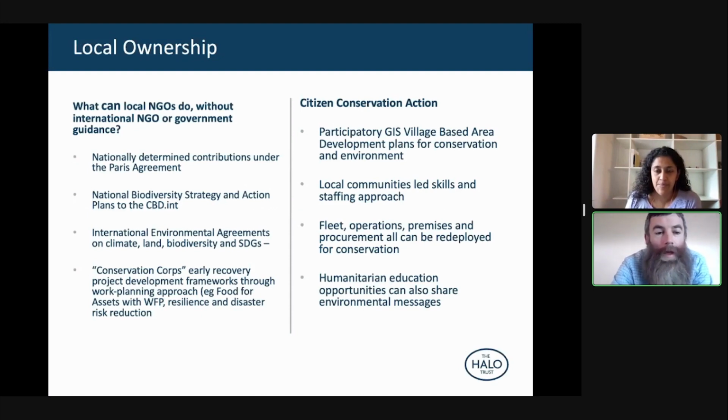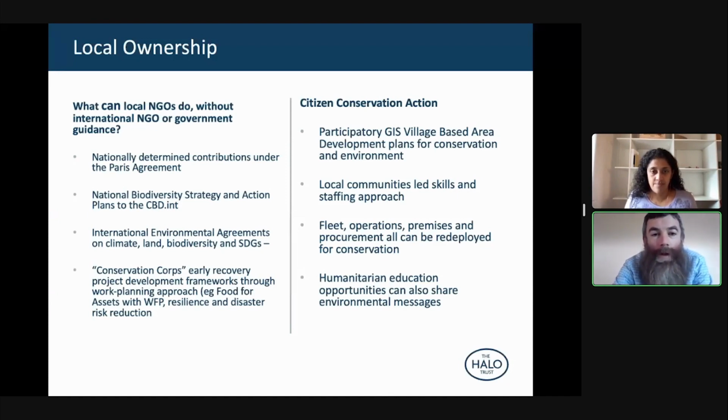Local NGOs, same thing. Whether it's the CBD, the Convention on Biological Diversity, what they can do through our support, if we're working with restoration, or what WFP used to call food for work, it's now called food for assets approaches, resilience and disaster risk reduction, and integrating DRR, disaster risk reduction work into our local community projects. Citizen conservation action. If it's GIS, it's not just our teams working with highly technical Esri or QGIS software, but participatory community geographic information systems. And when we develop local development plans, they can also be local conservation management plans.